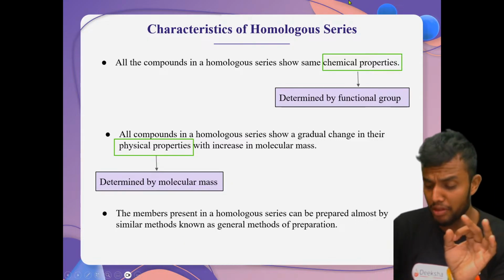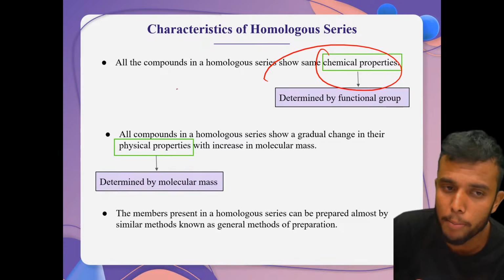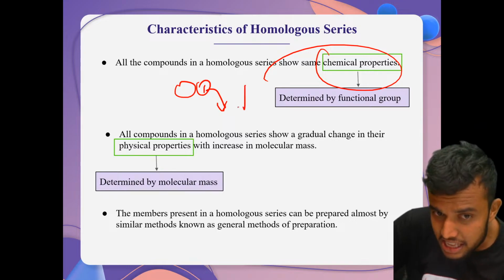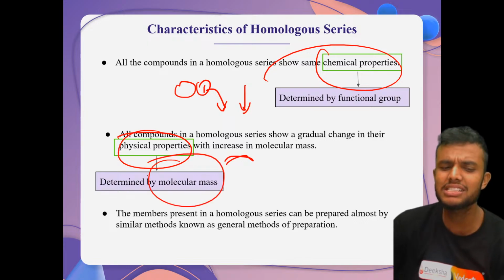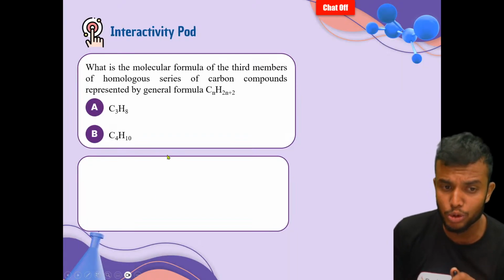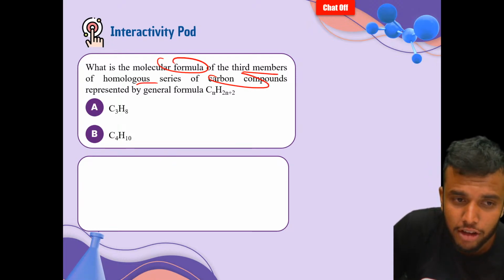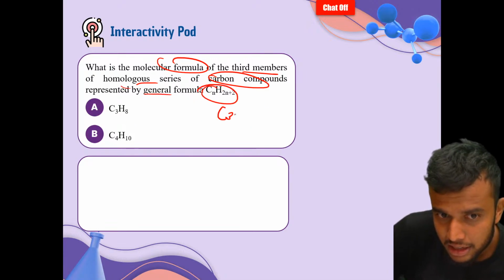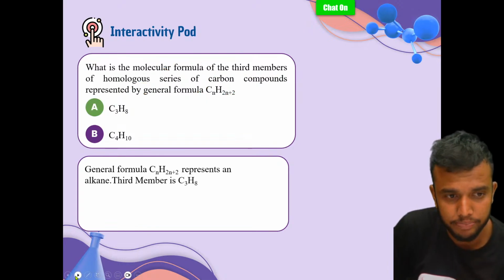And here, students, every homologous series has the same chemical properties. The chemical properties of the first member are continued, the same for all molecules, but the physical properties gradually change, which is described by their respective molecular mass. Here is one question, my dear students. What is the molecular formula of the third member of the homologous series of carbon compounds represented by this one? C3H8, propane. This is an alkane series member.